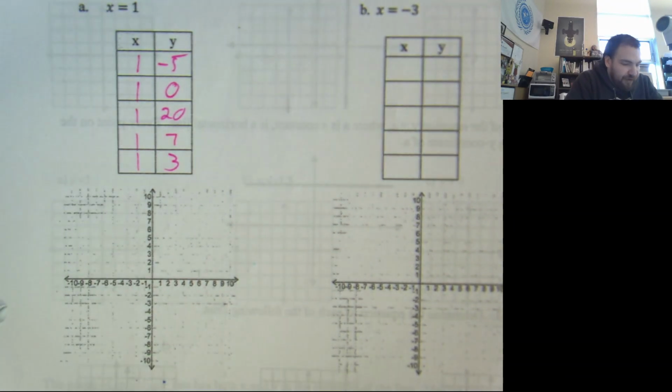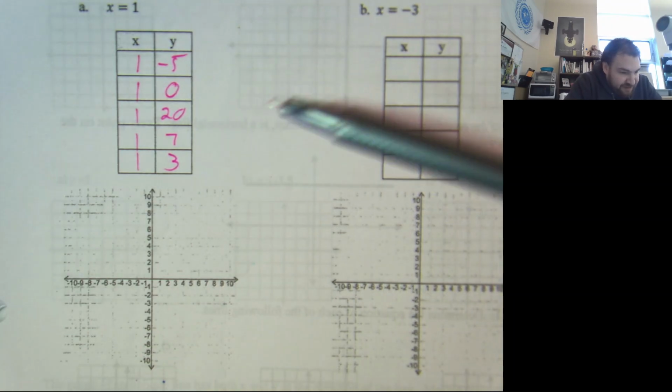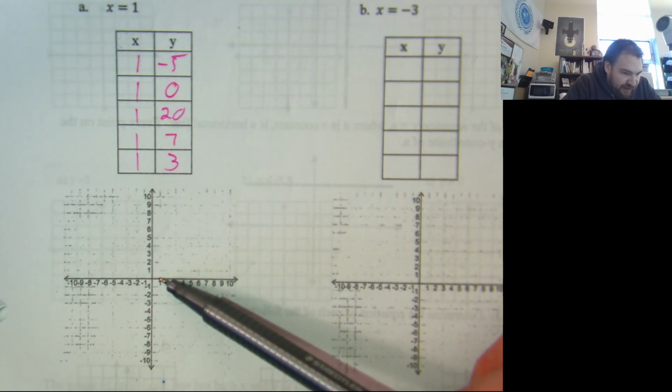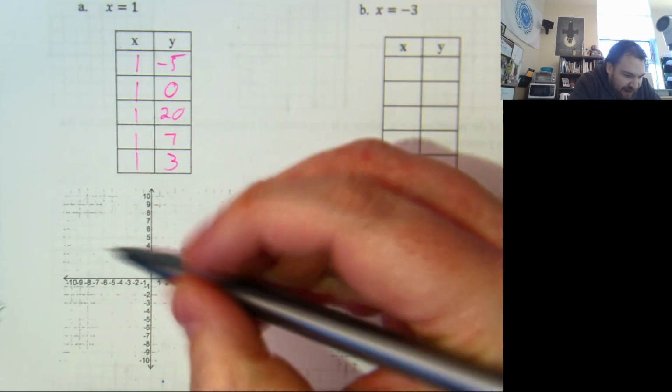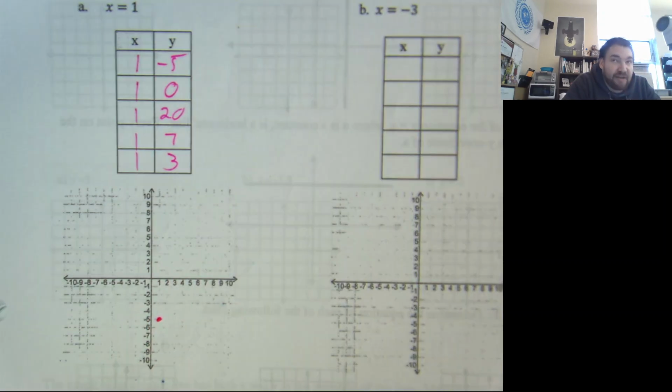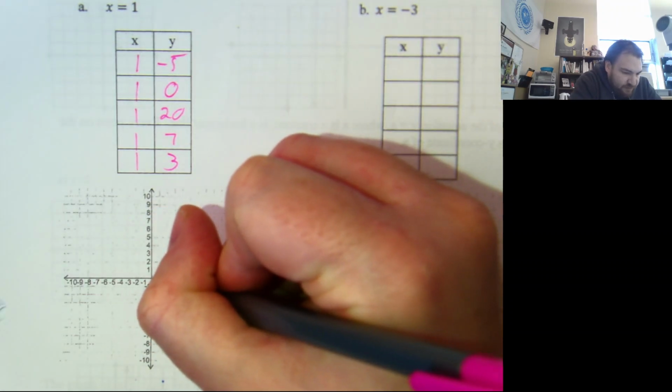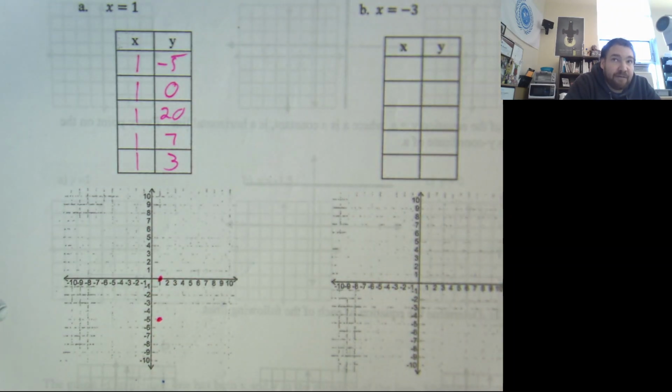Well, then how does that show up on the graph? Let's plug some of these points in there. If x is 1 and y is -5, I'm going to go over 1 in the x, and we're going to go down 5 in the y. There it is. If y is 0, well, I'm going to go over 1 in the x. Y is 0. There's that point.